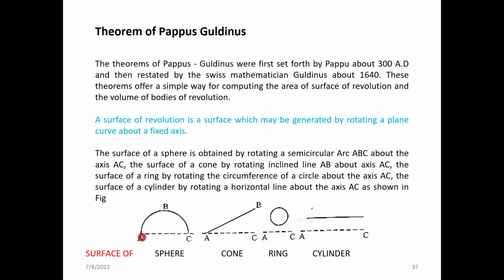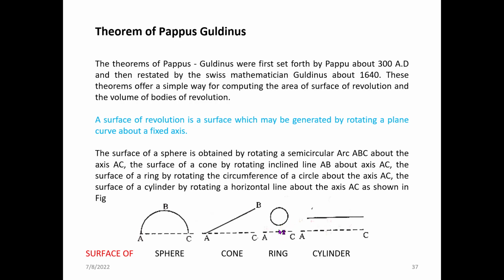You can see here an axis AC and a semicircular curve. By revolving this semicircular curve about the AC axis, you will get the surface area of a sphere, right? Similarly, for the AC baseline, you have the AB curve. Revolving AB with respect to AC, you will get the surface of a cone, if you could imagine, as you already learned in the graphics classes.